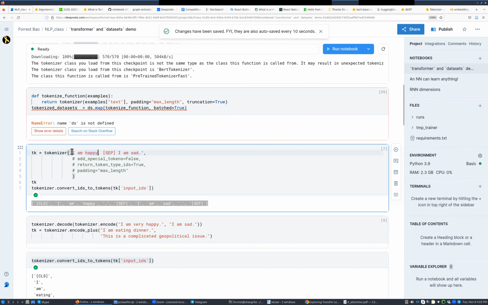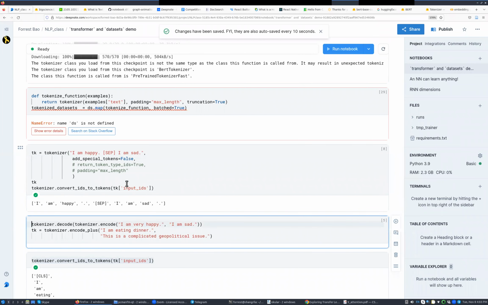Okay. In my input sequence, do I have the special token CLS? And after the word sad and period, do I have the special token SEP? No, I don't. But somehow they're there. Why? Because this tokenizer, like all tokenizers in the Hugging Face transformers architecture, has a special keyword argument called add special tokens. If you do not have special tokens, you can ask the tokenizer to automatically add them for you. If I turn off this argument, you see now the special tokens are gone. By default this is true.